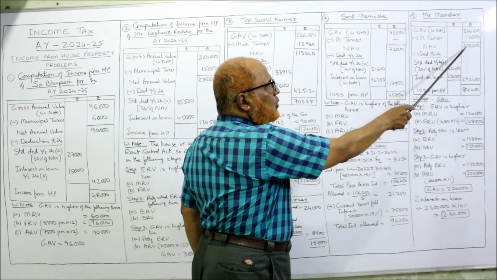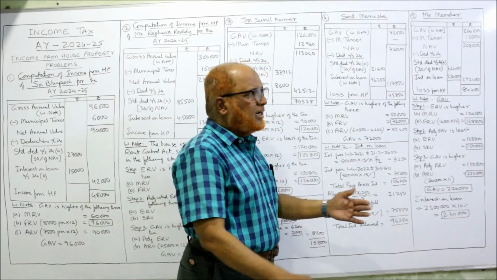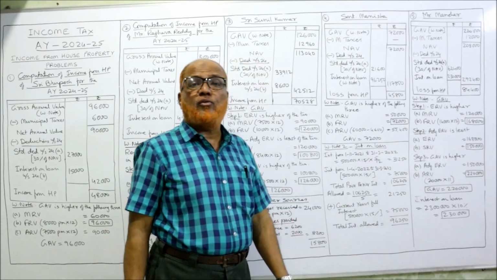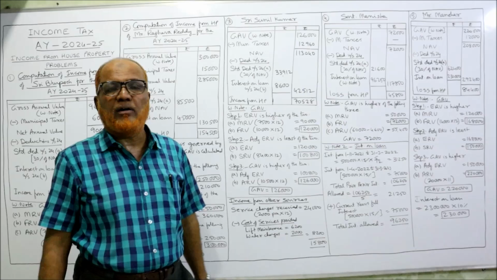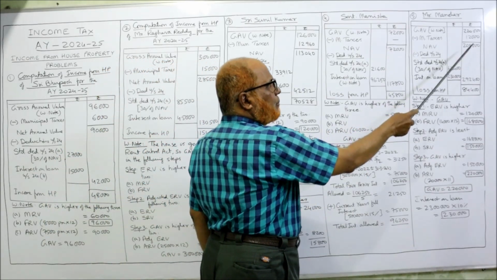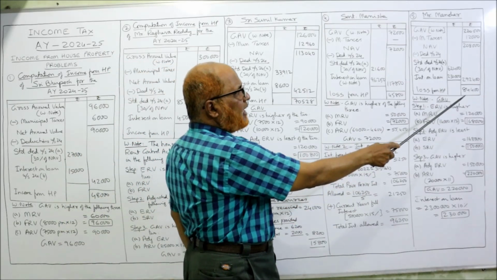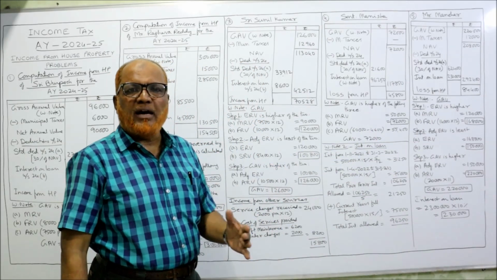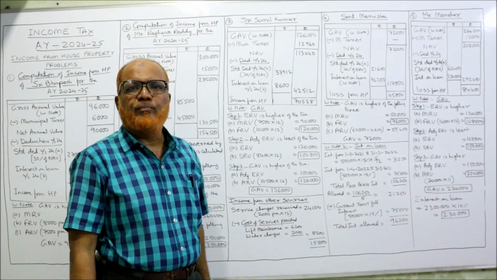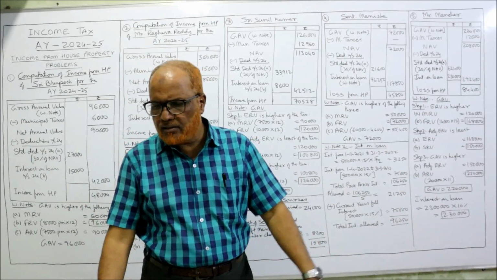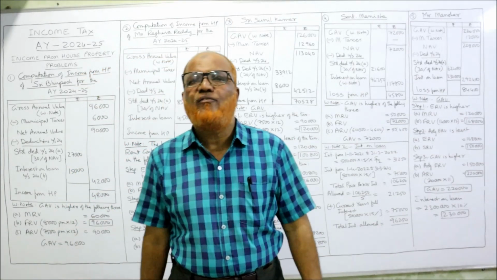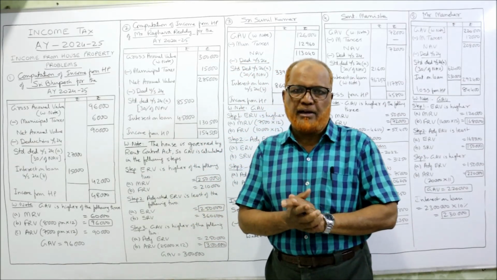Our NAV is only 2,08,000, but deductions are 2,92,400. We are getting negative figure. 2,08,000 minus 2,92,400, you will get minus 84,400. That minus is nothing but loss from house property. That's it. So in this video, 5 problems I have explained.